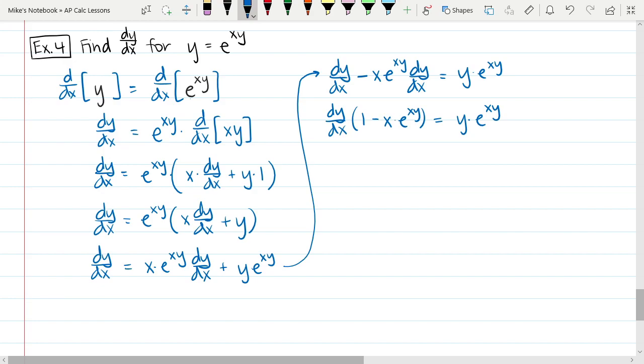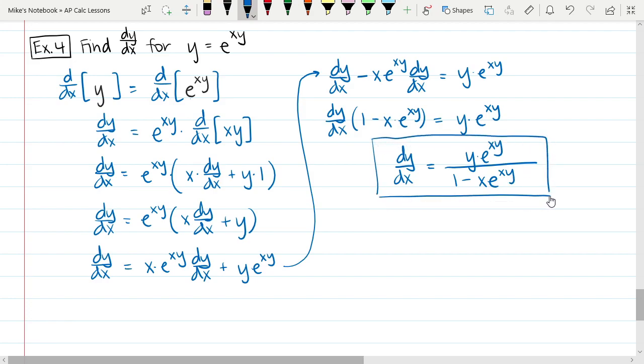And then finally, we can divide both sides by this quantity, 1 minus x e to the xy, and we get dy dx equals, all right, so we have y e to the xy all over 1 minus x e to the xy. And that is our derivative with respect to x.